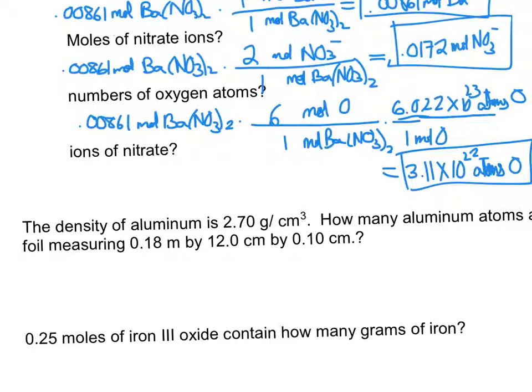Last question here says how many ions of nitrate are there? So you can start with moles of barium nitrate, you could start with the grams. I will start with the moles of nitrate ions.